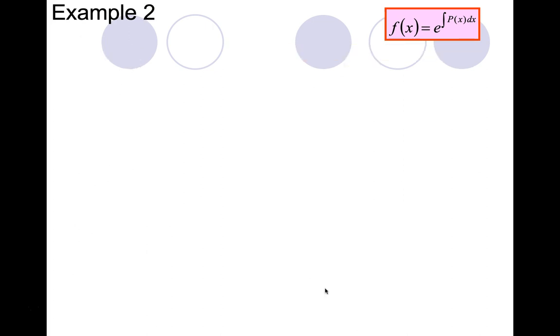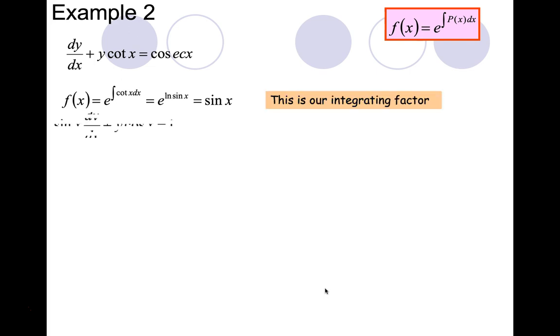Example 2. Please pause the video and try to solve example 2 in this case. dy over dx plus y cot x equals cosec x. Our integrating factor will just be e raised to the power integral of cot x, which is e raised to the power natural log of sine x, which is just sine x. And so our left hand side will just be the derivative of sine x times y.